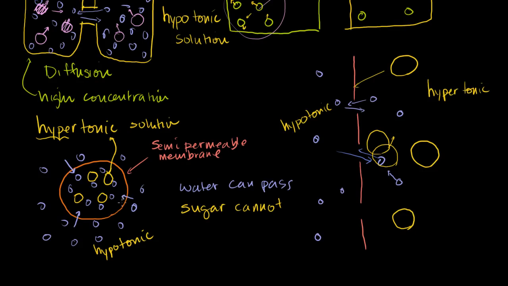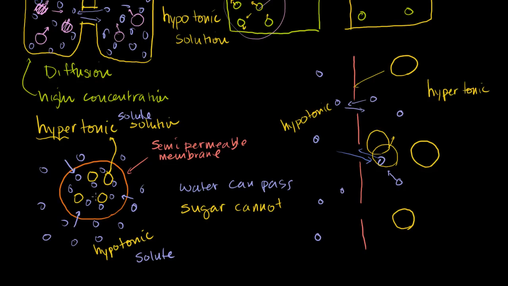And so this is kind of interesting. We have the solvent flowing from a hypotonic situation to a hypertonic solution. But it's only hypotonic when you talk about the solute. And it's only hypertonic when you talk about the solute. But if you flip it the other way, if you view sugar as the solvent, then you could say we're going from a high concentration of water to a low concentration of water.